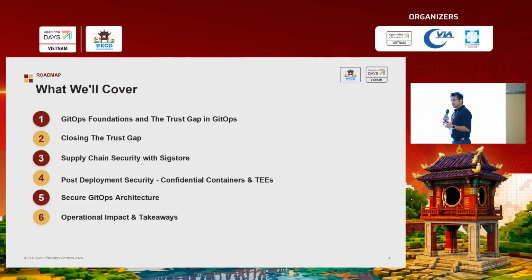Okay, so I will run through the agenda, talking about basic GitOps foundations and what gaps exist, how we can close those gaps, and what software supply chain tools exist. Along with that, confidential containers, which provide runtime isolation. I will talk about that in detail in the next slides, and then we'll talk about a few takeaways which should be followed.